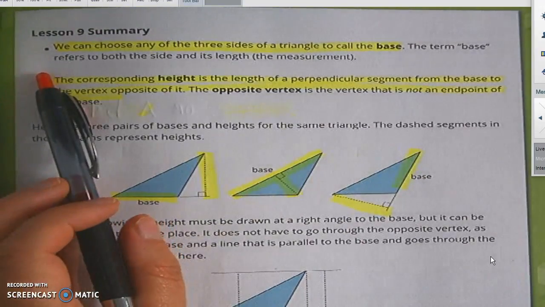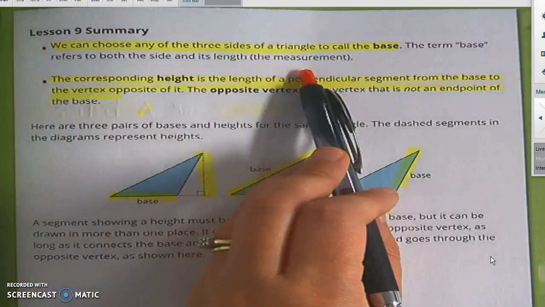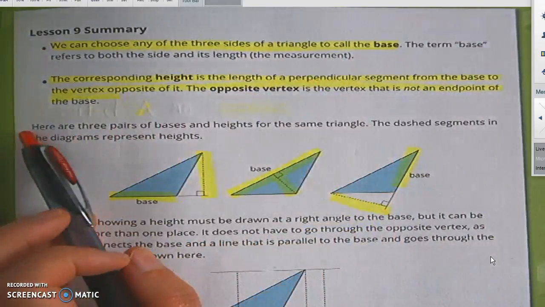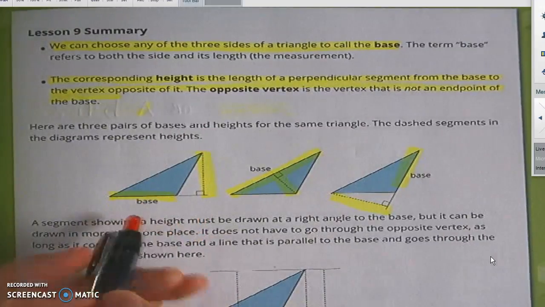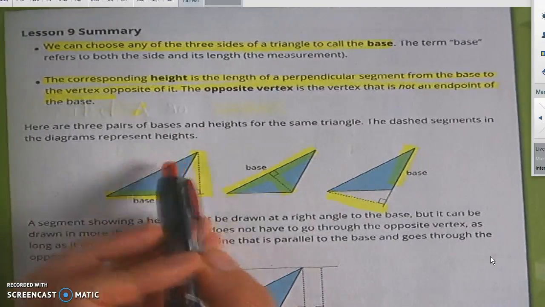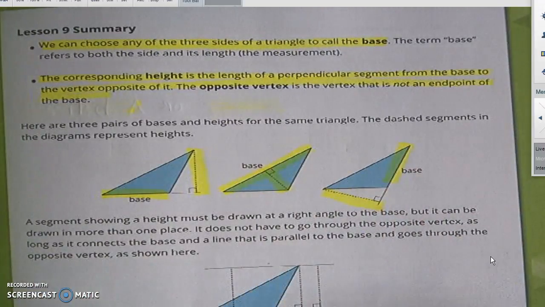So this is on page 59. We can choose any of the 3 sides of a triangle to call the base, and then the height is that perpendicular segment that shows how tall it is. Highlight your base and your height, and your base and your height, and your base and your height. So pause the video if you need to.